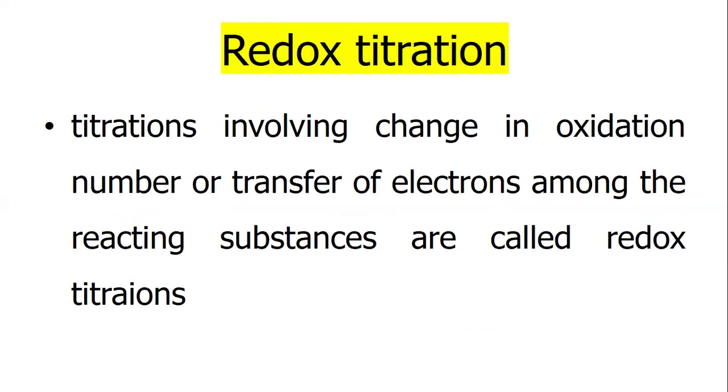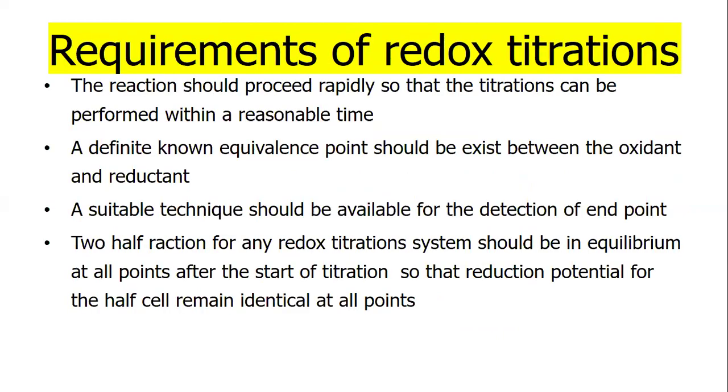Redox titration: titration involving change in oxidation number or transfer of electrons among the reacting substances is called redox titration. Requirements of a redox titration: the reaction should proceed rapidly so that the titration can be performed within a reasonable time. A definite known equivalence point should exist between the oxidant and reductant.